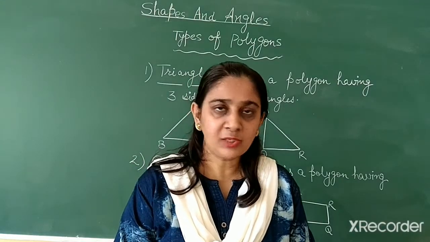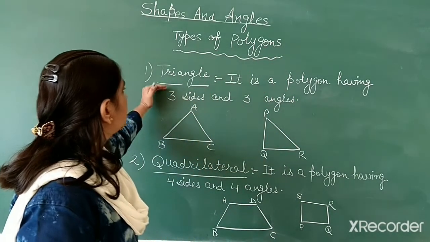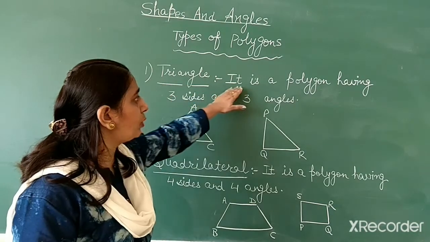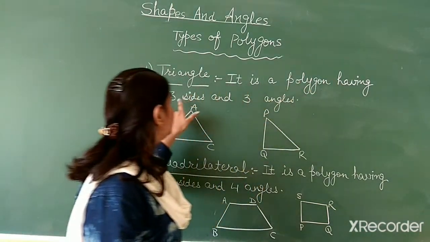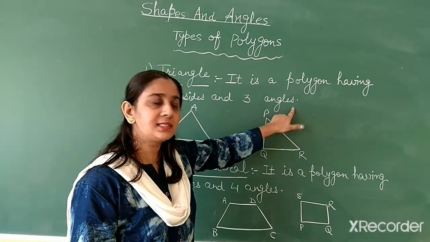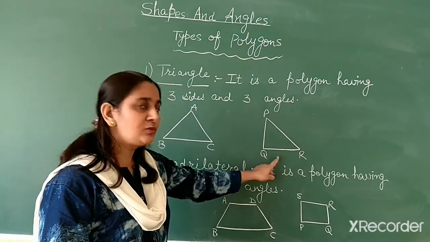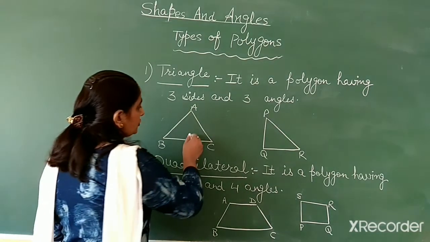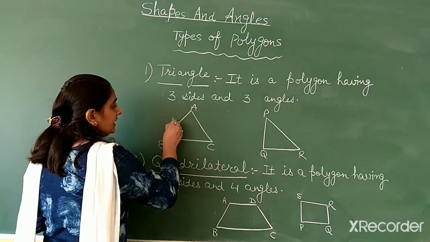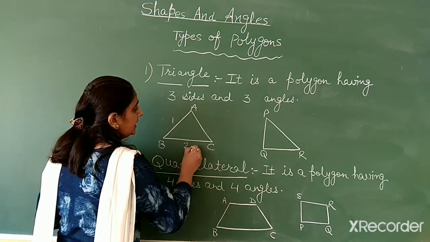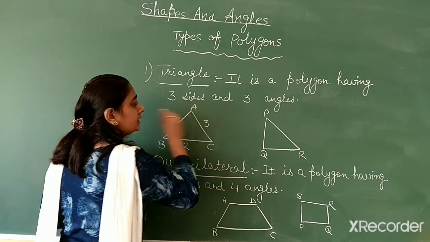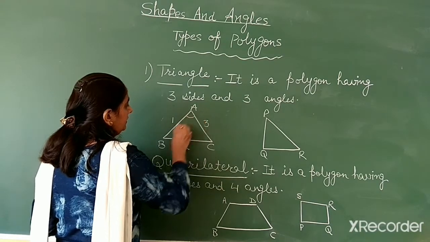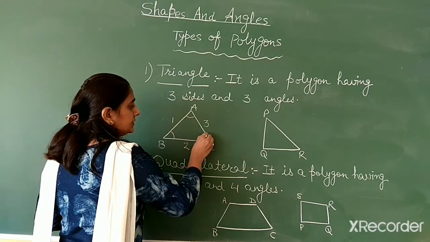Now children, the first type of polygon is triangle. Tri is 3 and angles you know. So triangle is a polygon which is having 3 sides and 3 angles. Now here you will see I have drawn 2 triangles in front of you. Now look at the first triangle. In this triangle, AB is the first side, BC is the second side, CA is the third side. Now we will mark angles in this triangle. This is first angle, this is second angle, this is third angle.